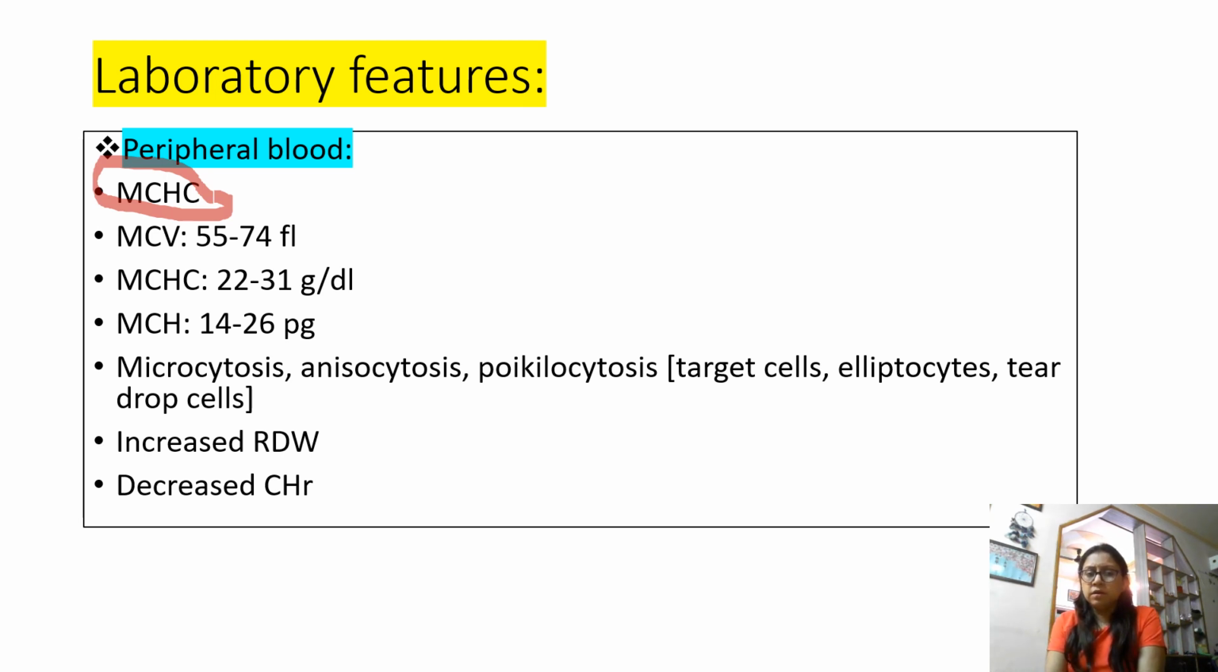MCV 55 to 74 femtoliter, it is decreased. MCHC is decreased, 22 to 31 gram per deciliter. MCH is 14 to 26 picogram.